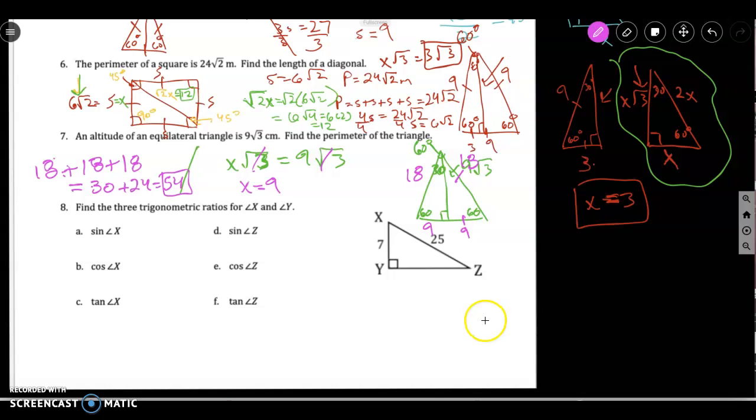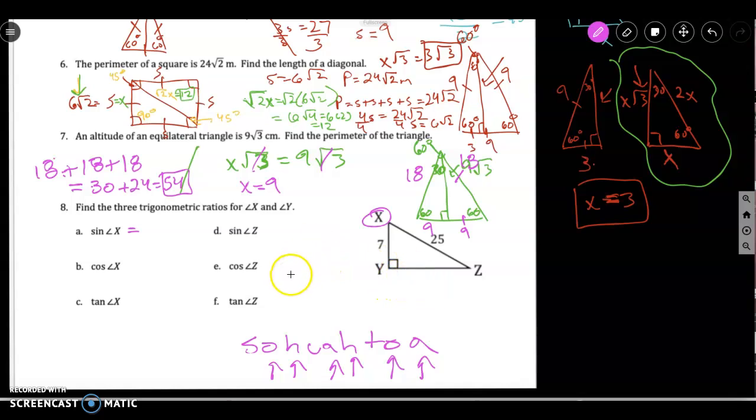All right. So SOHCAHTOA, find three trigonometric ratios for X and Y. So you got SOHCAHTOA, okay? Opposite over hypotenuse, adjacent over hypotenuse, opposite over adjacent. So sine of X is going to be opposite over the hypotenuse. So we're doing of X though. So we actually need to find the second side first. So let's find the second side.